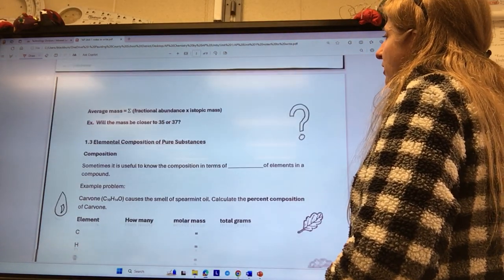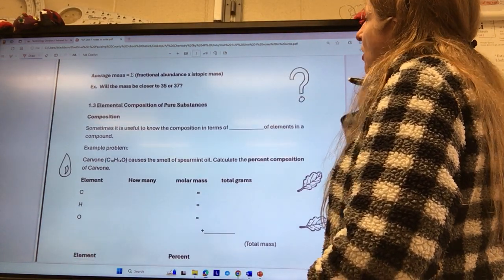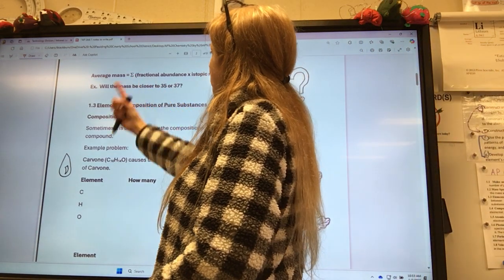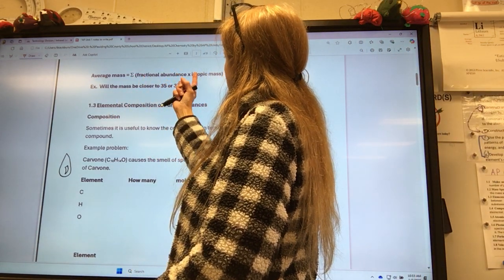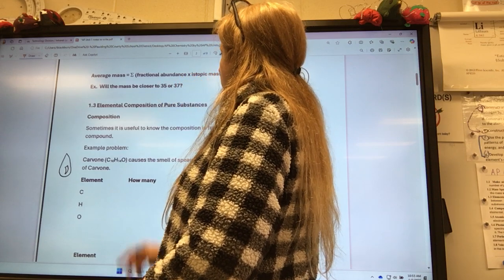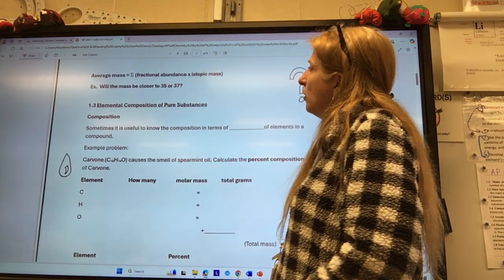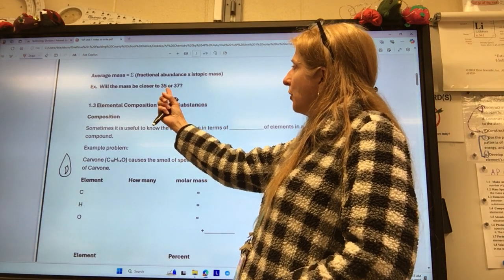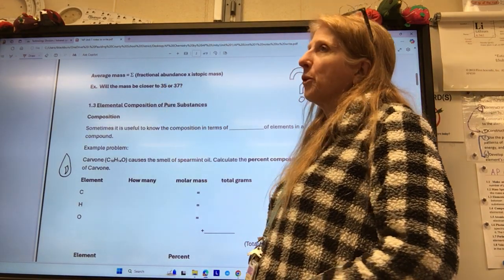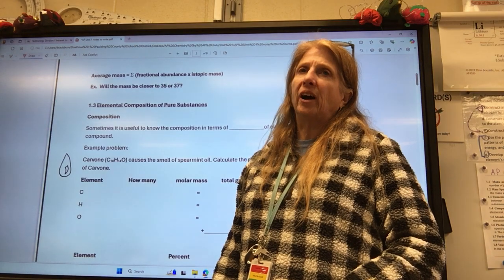Okay, so here's another question they could ask us. Okay, so the average mass is the summation, which means the abundance of one element times its mass. That's what we sort of did. So here's an example. If we looked at this, since we have 3 times as much 35 as 37, will the mass be closer to 35 or 37?